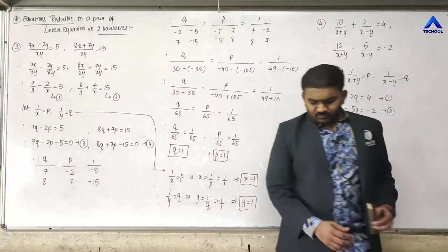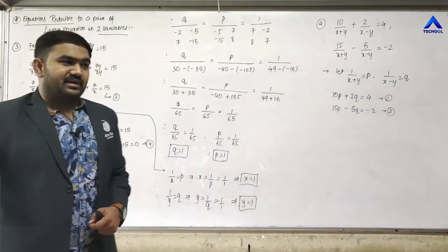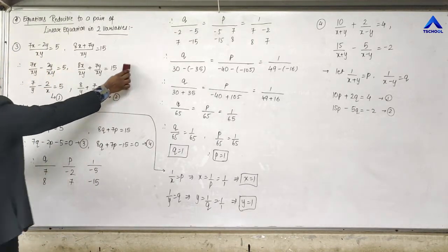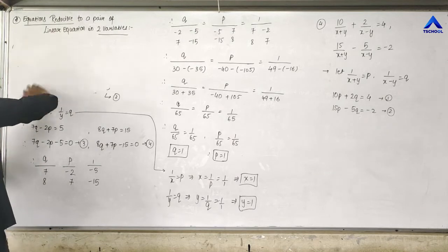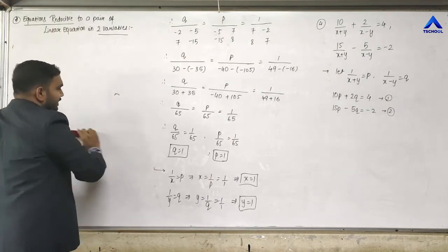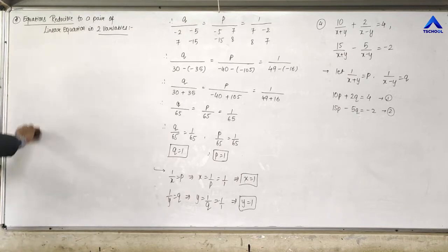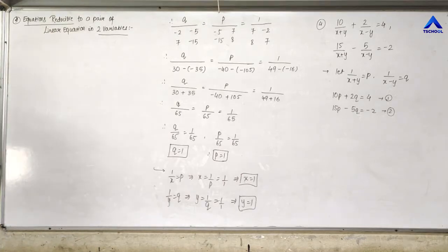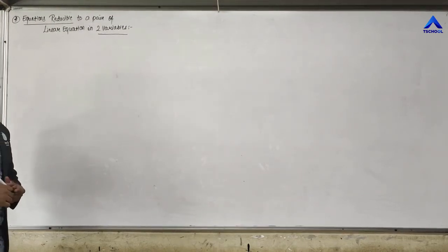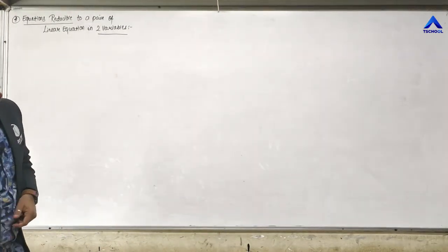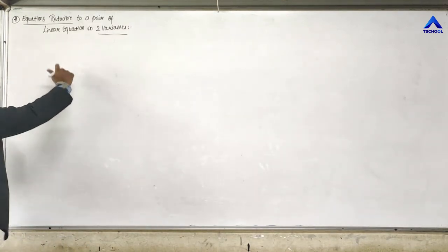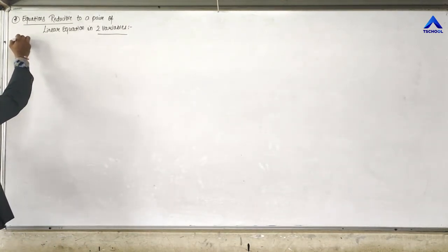Right? Now we are going on to the last, final stage of this chapter, that is a data type question of this kind. Okay, now moving on to the last question of this chapter, that is a data type question of the equations reducible to a pair of linear equations in 2 variables.